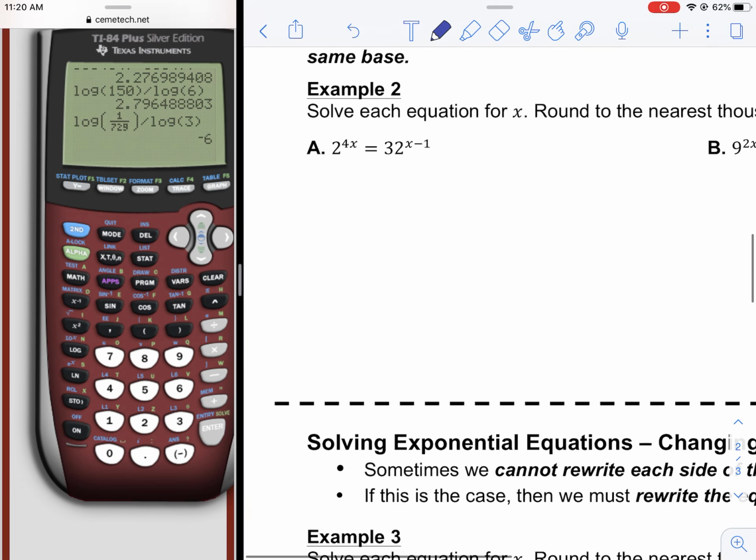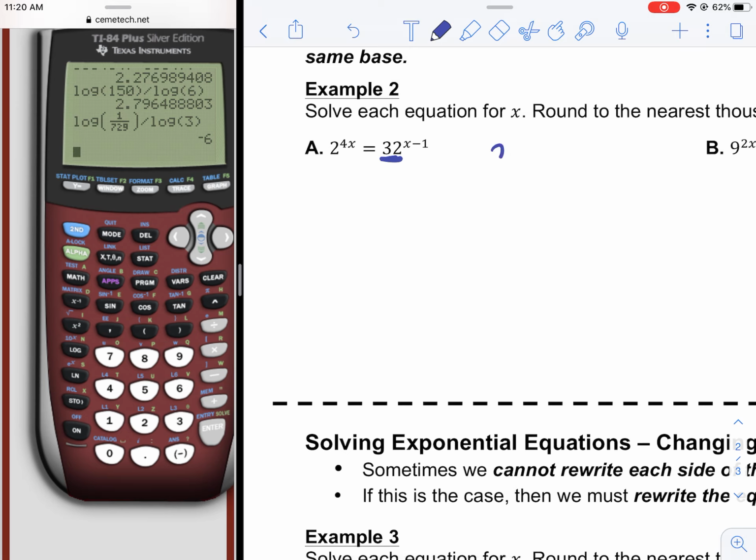Okay, so we can rewrite 32 as a base of 2. So we know that 2 to the 5th equals 32. And so we're going to write 2 to the 4x equals 2 to the 5th. And then we have to still raise the 32, or the 2 to the 5th, to the x minus 1 power. And so we're going to multiply. A power to a power means multiply. So I'm going to multiply my new exponent 5 with my existing exponent, which is x minus 1.